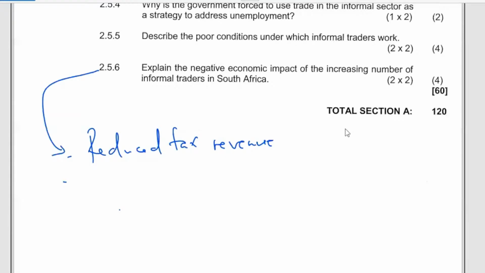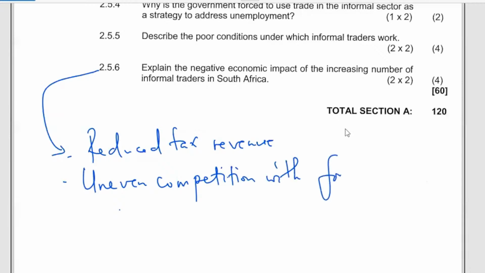Then you can also look at uneven competition, mainly with formal businesses, with the formal sector. There's going to be an unbalanced competition between the two. Since those ones have got lower cost of doing business, they can afford to sell their products at a relatively lower price, and hence they can disadvantage the working of the formal sector.